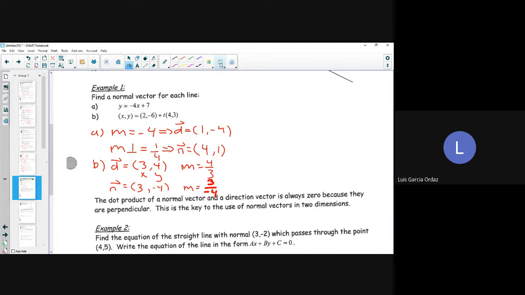I messed that up. Hold on. I completely wrote it the wrong way. My bad, guys. So the direction vector is 4, 3, x, y. So my regular slope is 3 over 4. My perpendicular slope is going to be negative 4 over 3. Which means that the normal vector is going to be 3, negative 4. My apologies.